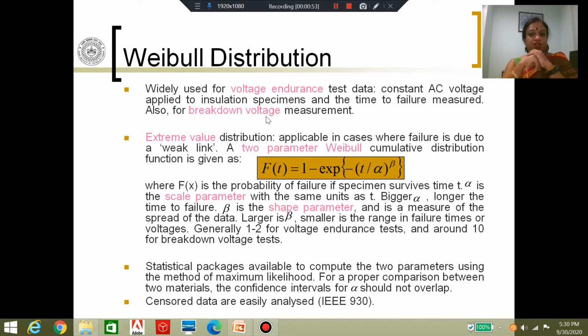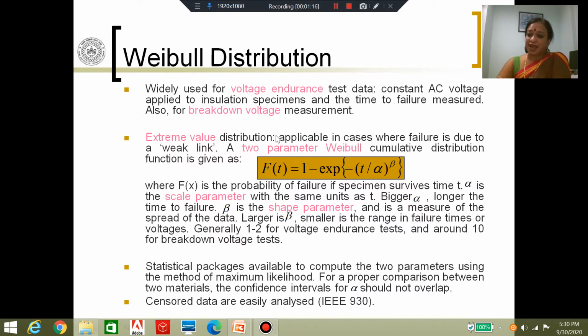In the voltage endurance test, you take the insulator specimens and you apply a constant AC voltage and wait till failure happens. So the time to failure in this case is your random variable, and therefore you have a probability distribution in time t. Both more or less give you some kind of complementary information.